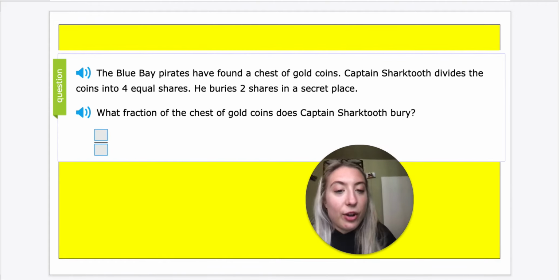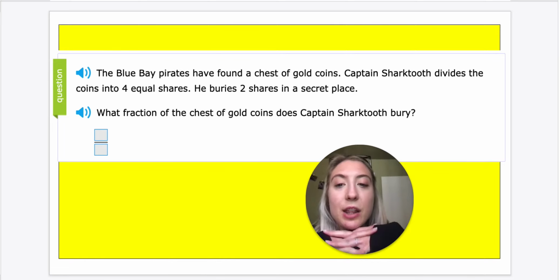So let's look through an example. So we see the Blue Bay Pirates have found a chest of gold coins. Captain Sharktooth divides the coins into 4 equal shares. He buries 2 shares in a secret place. So now what fraction of the chest of gold coins does Captain Sharktooth bury?